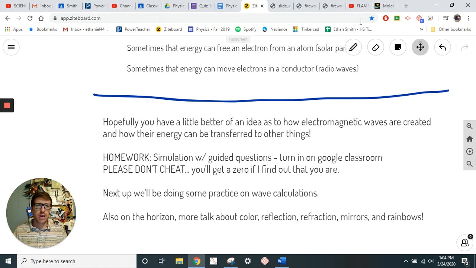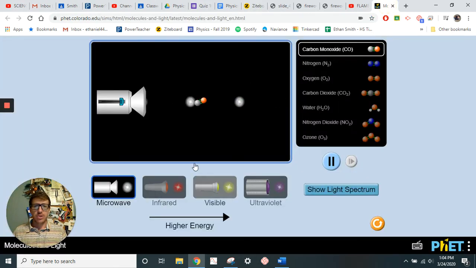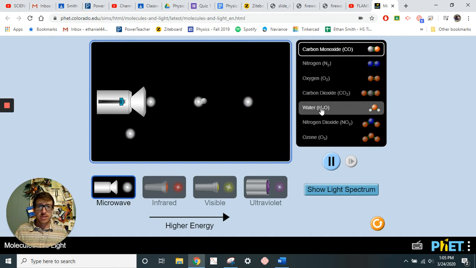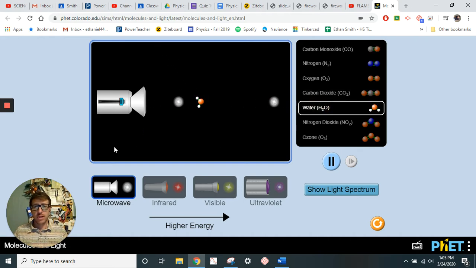Your homework: there's a little simulation I'm going to post, where you can mess around with different wavelengths of light. You can turn this flashlight on and off, and you can select different molecules and see how they respond to these different wavelengths. So here we see carbon monoxide. As this microwave comes in, carbon monoxide is polar, so it rotates and spins. Similarly, like I was talking about with water, we can see as the microwaves come by, water is able to spin. Kinetic energy heats it up, right? And it also re-emits those microwaves in its own time as well.